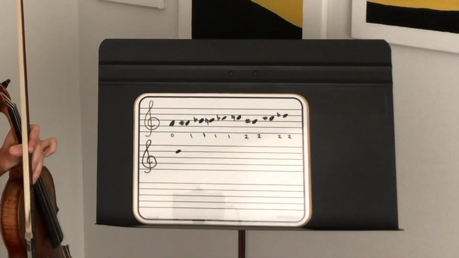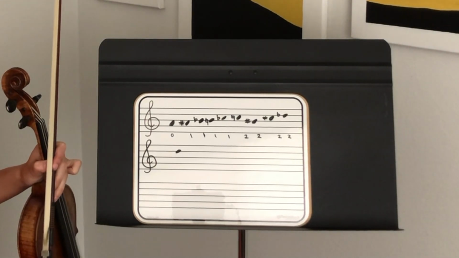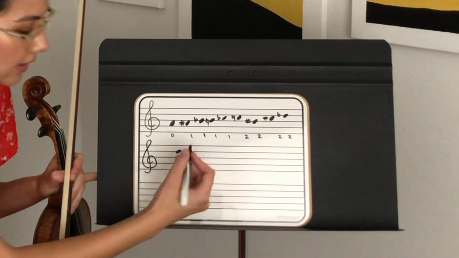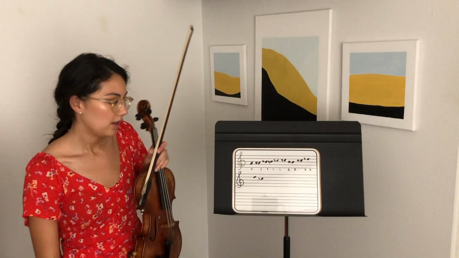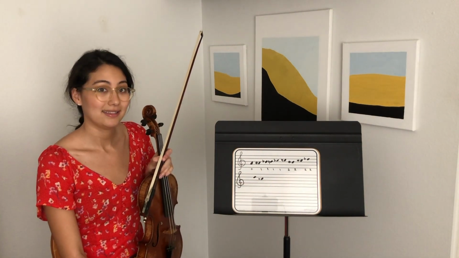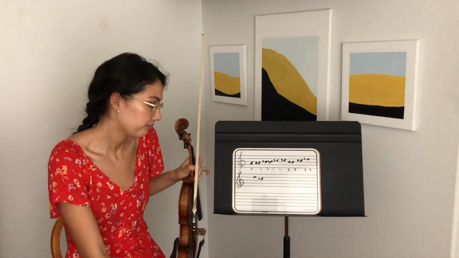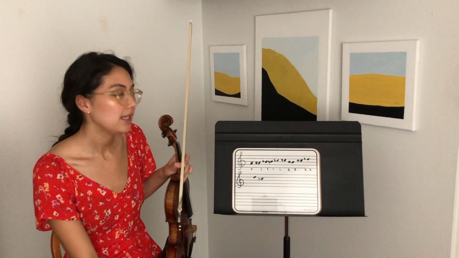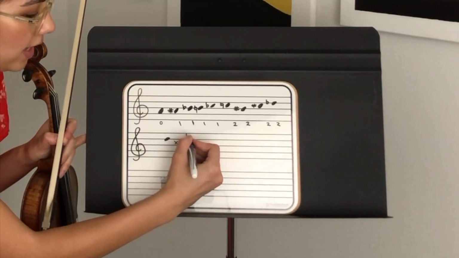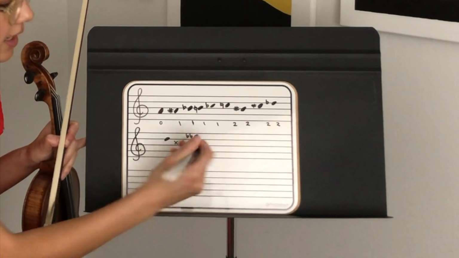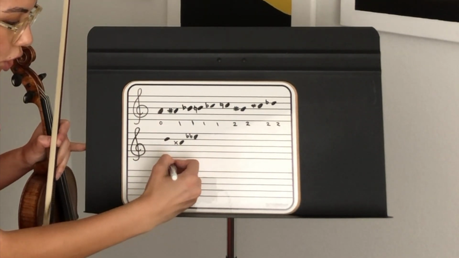D natural can also be called C double sharp. C double sharp looks like this. Two sharps makes an X, and it means double sharp. I'm not sure why or who invented that, but that's what it is. And D can also be called E double flat, and E double flat looks like this. I think the double flat sign makes a lot more sense, but I'm not in charge of the rules.